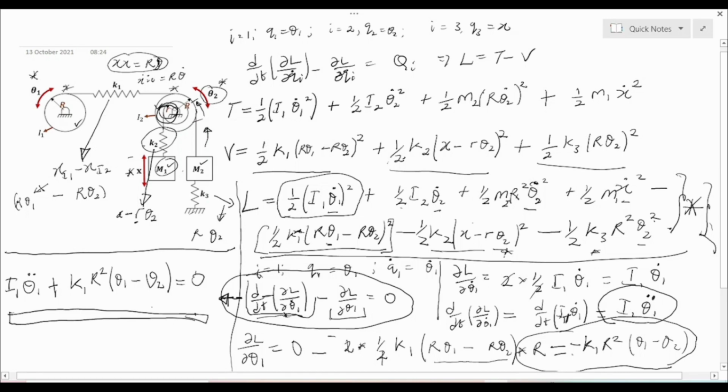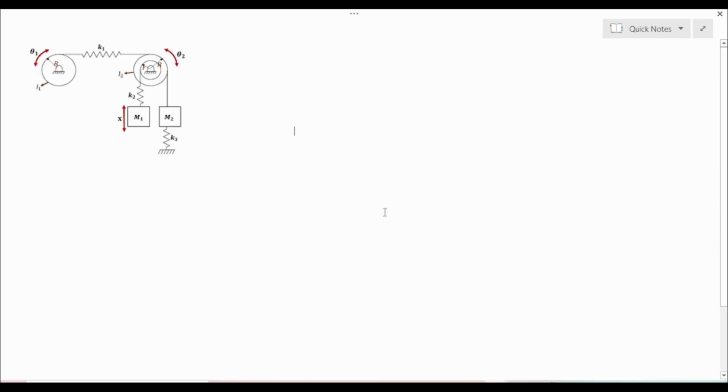So we are going to continue to determine our second equation of motion for this system, and for that case we have that i is equal to 2, so our q2 is equal to θ2, and our q2 dot is equal to θ2 dot.